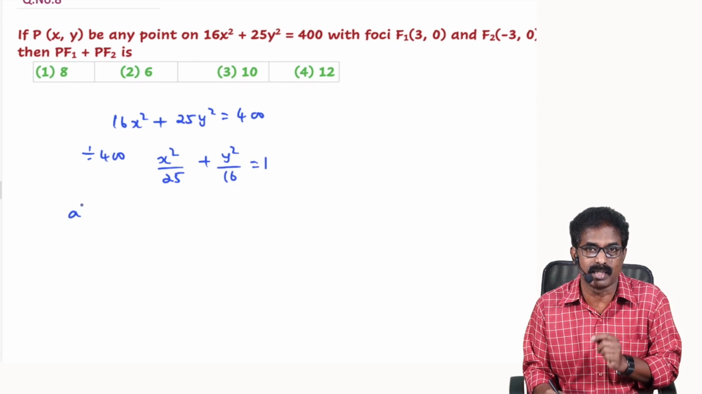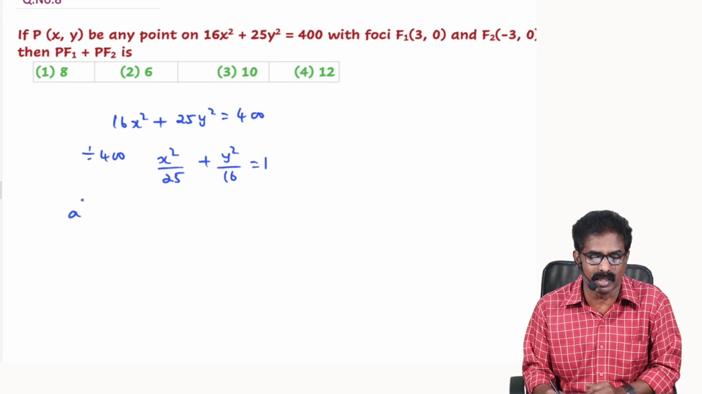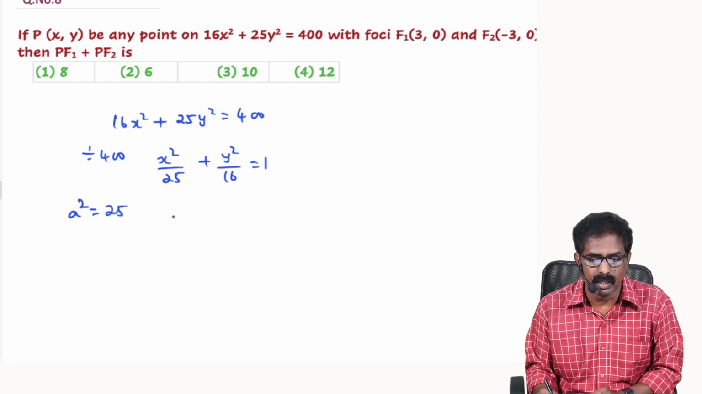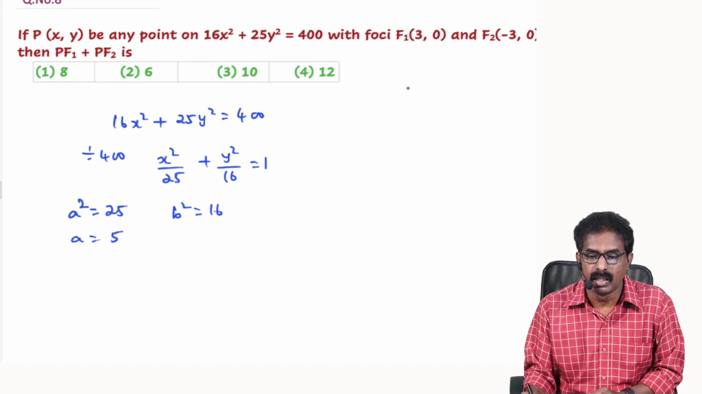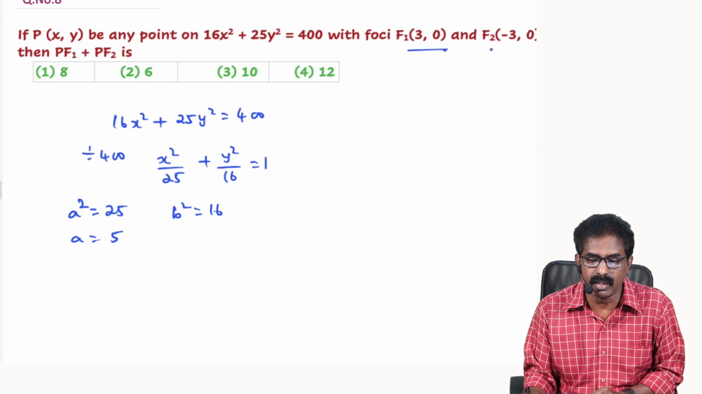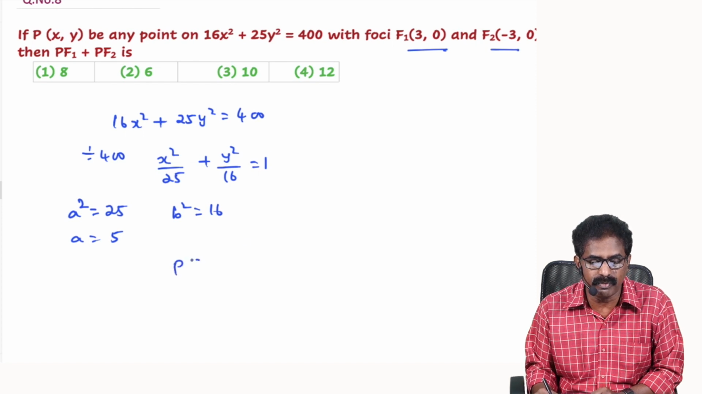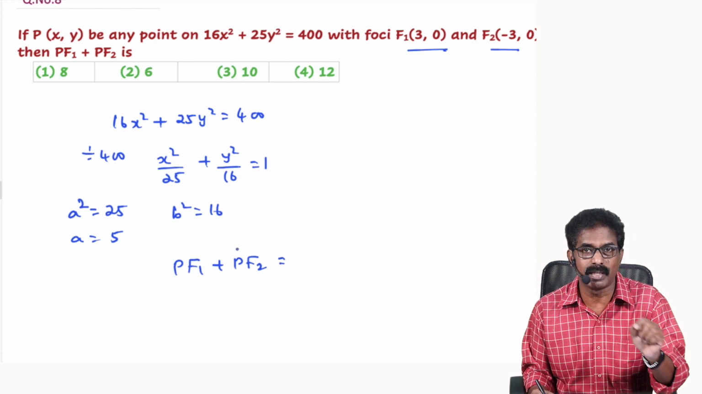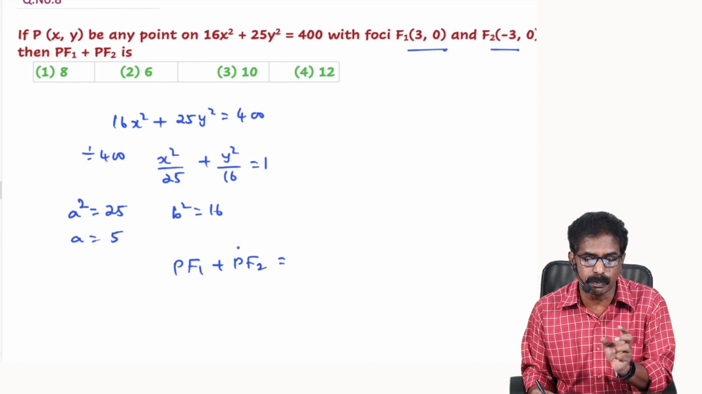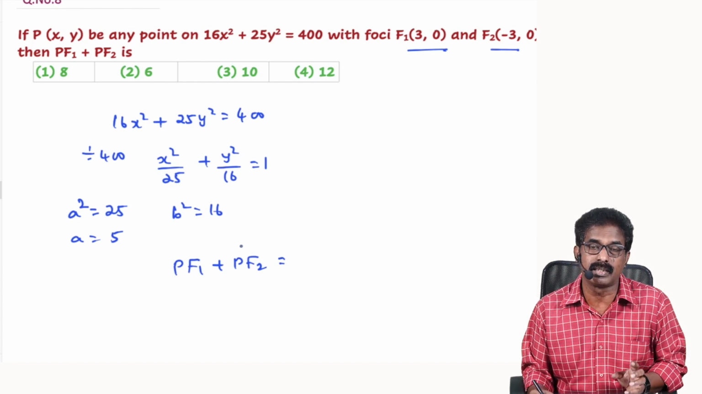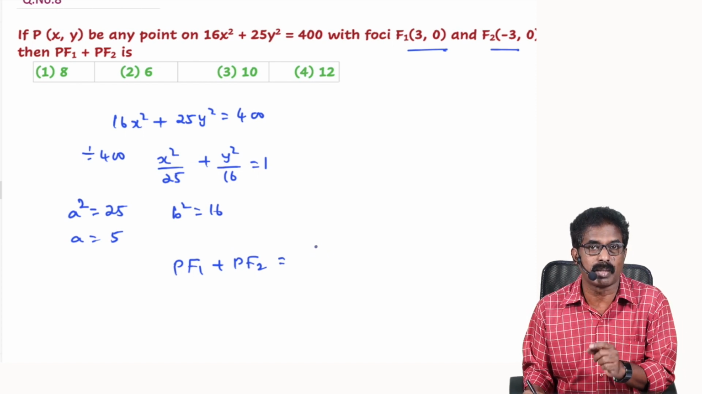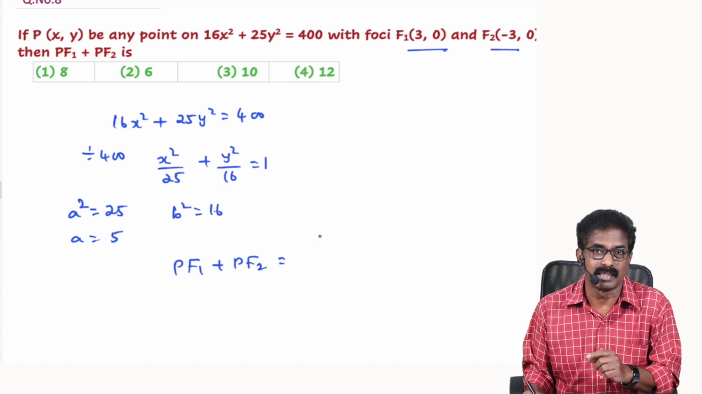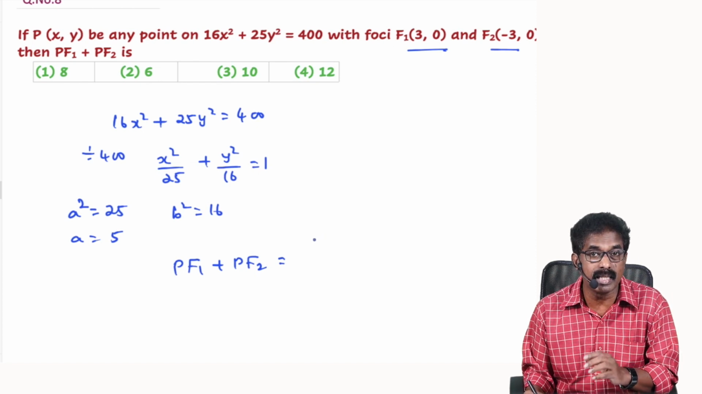This is a first type ellipse. How do you know? The greater and smaller denominators, right? a square is 25 and b square is 16. So a value is what? 5. Foci are given, focus F1, F2 given. The question is PF1 plus PF2, the sum of the focal distances, right? P is any point on the ellipse, F1 and F2 are the two foci. The sum of the focal distances PF1 and PF2 is equal, by the focal property, to the length of the major axis.